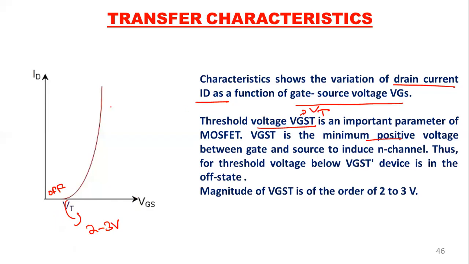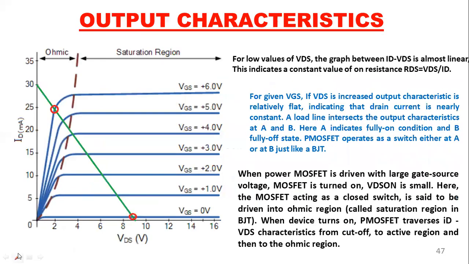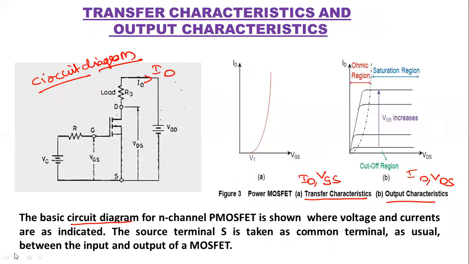After that, the current will increase as shown in the figure. Now coming to the output characteristic, which is very important. The output characteristic is drawn between ID and the drain to source voltage VDS.